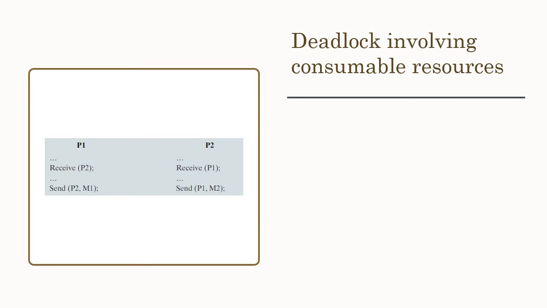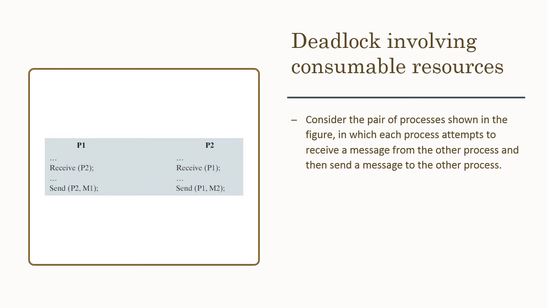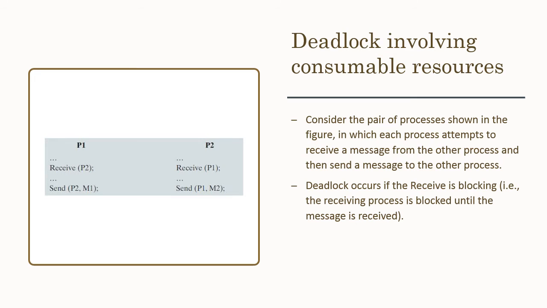Deadlock involving consumable resources. Consider the pair of processes shown in the figure, in which each process attempts to receive a message from the other process and then send a message to the other process. Deadlock occurs if the receive is blocking, that is, the receiving process is blocked until the message is received.